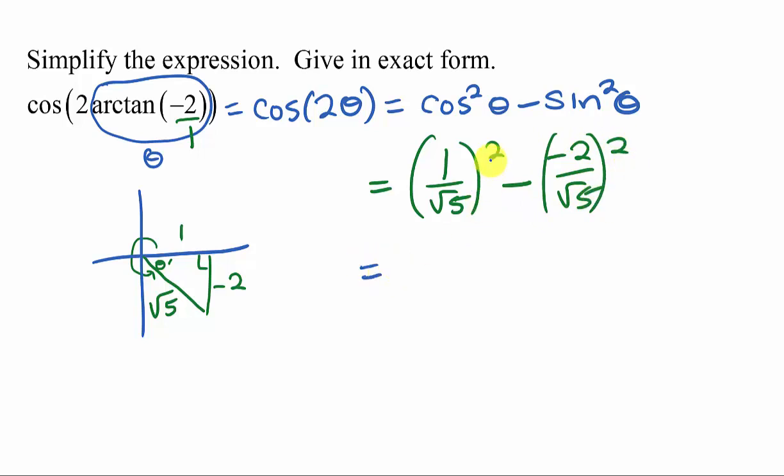And now let's do some simplifying. This is going to be 1/5 minus 4/5. So my final answer is going to be -3/5.